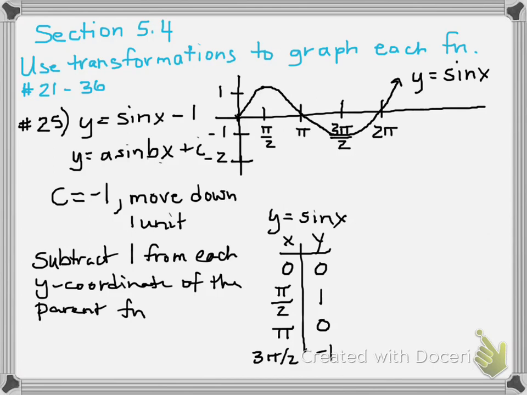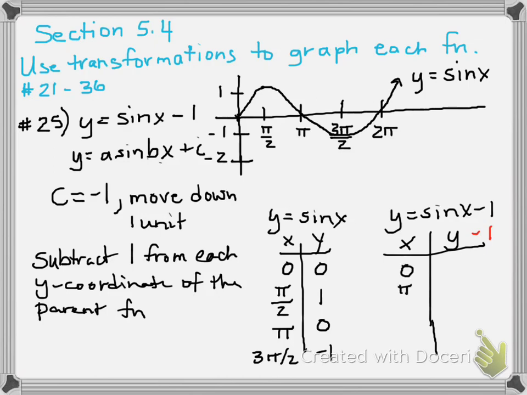So when you have your transformed function, which is y equals sine x minus 1, as I said, that means you're going to take your original y value and subtract 1 from it. So that's why I have the y minus 1. My x's are going to be the same: 0, pi over 2, pi, 3 pi over 2.